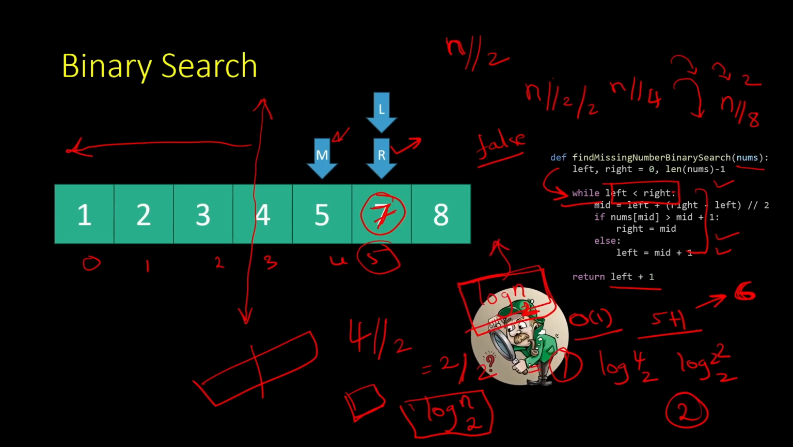As we already know, our detective has found the missing number and he is very happy because he has found it in log n base 2 instead of n time. And we are also happy because our lecture is mostly done.